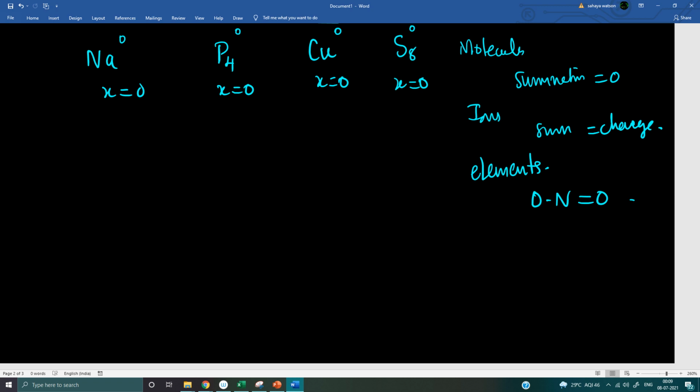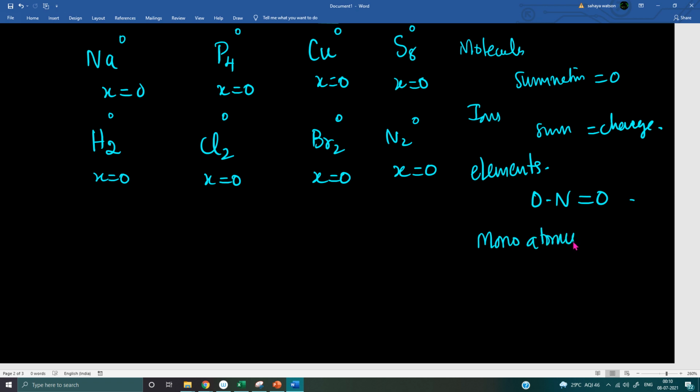Then I am moving to non-metals. For example, hydrogen gas H2, again this is equal to 0. Chlorine, because the chlorine formula is Cl2, it is in the form of a molecule, X is equal to 0. Again Br2, N2, for all these the charge is nothing but 0, so their corresponding oxidation numbers are also equal to 0.